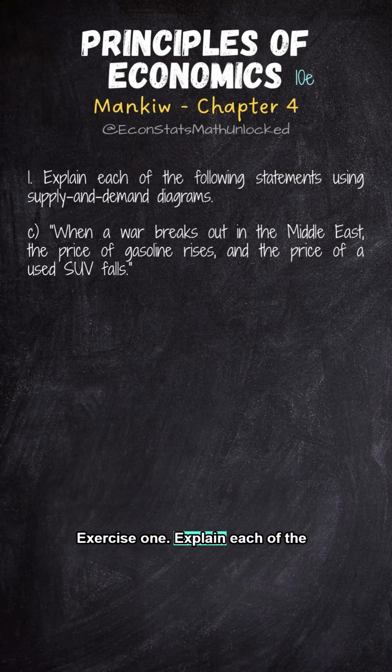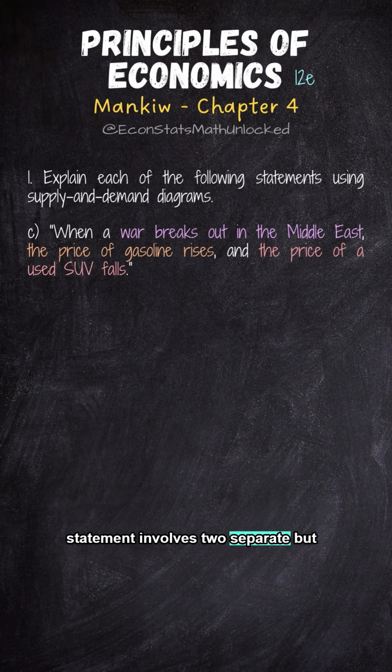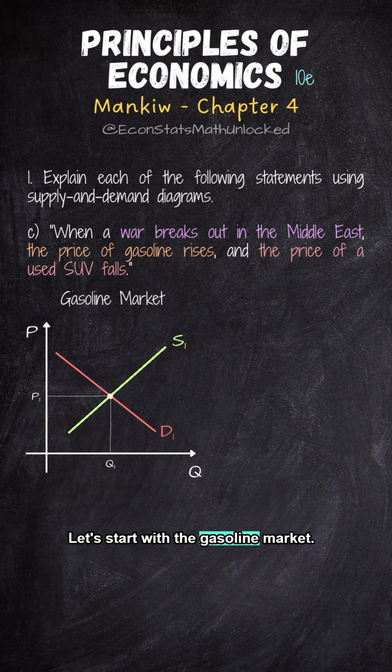Exercise 1. Explain each of the following statements using supply and demand diagrams. Letter C. When a war breaks out in the Middle East, the price of gasoline rises, and the price of a used SUV falls. This statement involves two separate but connected markets. We need two diagrams to explain the full effect.